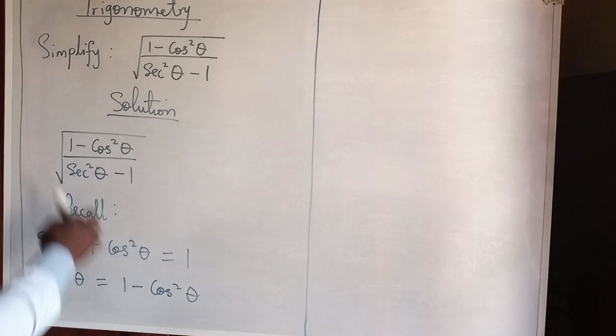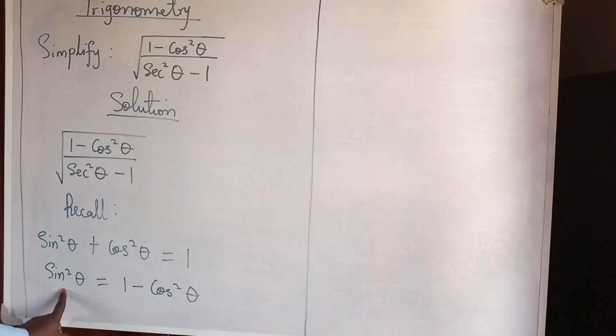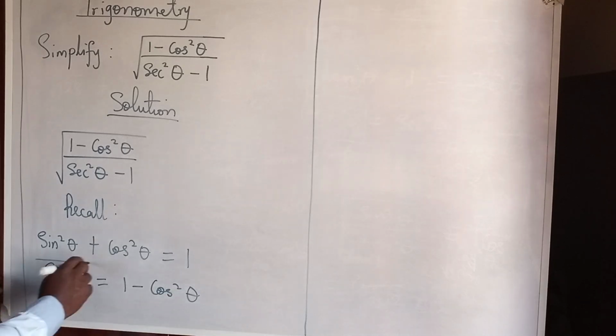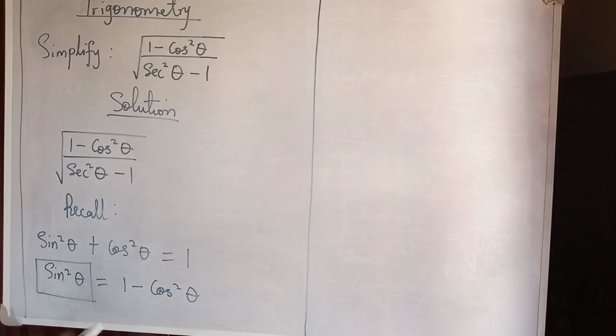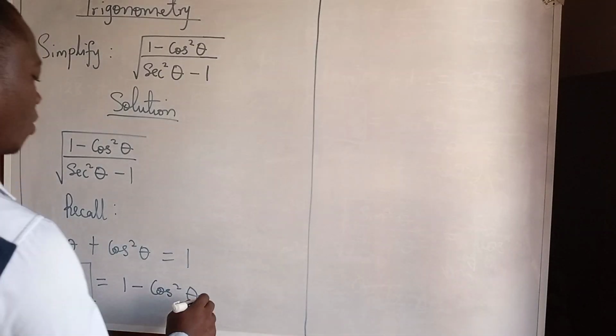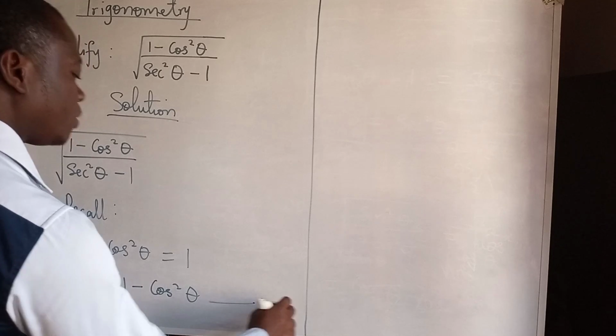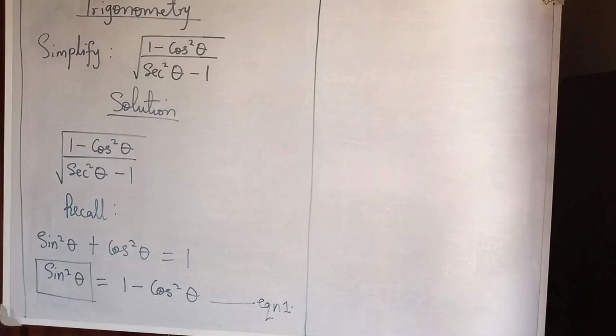So that is to say that the whole of this can be substituted with sine squared theta. So 1 minus cos squared theta is sine squared theta. All right, so I can call this equation 1.